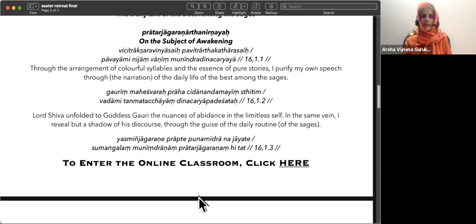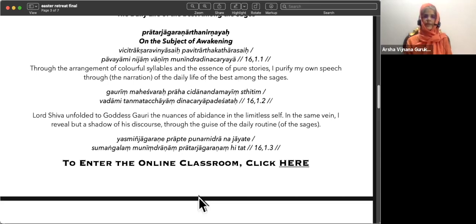Yasmin means in which. In which Brahman. Jagarane prapte. Yasmin Brahmani Jagarane prapte. This is an absolute locative construction where you find multiple words in the seventh case. And so here it is not talking about location, which is mostly what the seventh case is used for in Sanskrit, but instead it is talking about a condition. When this happens, then this happens. When the sun rises, then the birds start to chirp. This is the kind of sentence which is here.